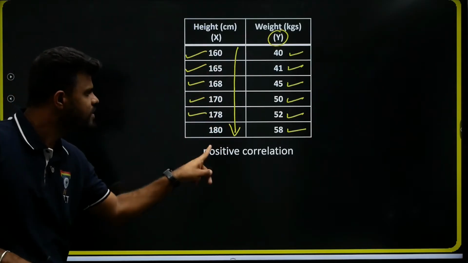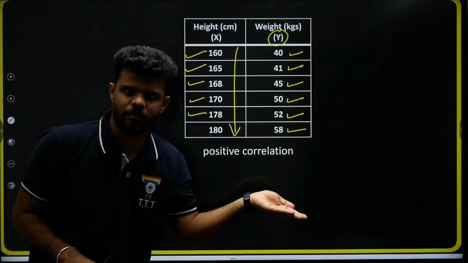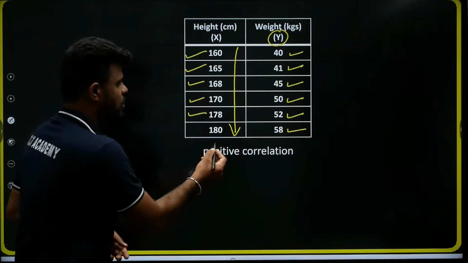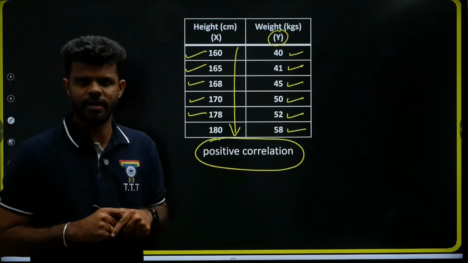If the two variables are increased or if the two variables are decreased together, then such variables are said to be positively correlated. Is it clear?